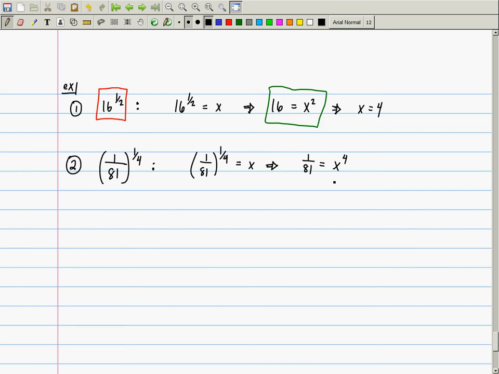Can you think of any number that when you raise it to the 4th power you get 1 over 81? How about this? In your brain you might solve this similar equation: 81 is y to the 4. Can you think of any solution to that? 3, right? So then what will be the solution to the x equation? It will be 1/3.